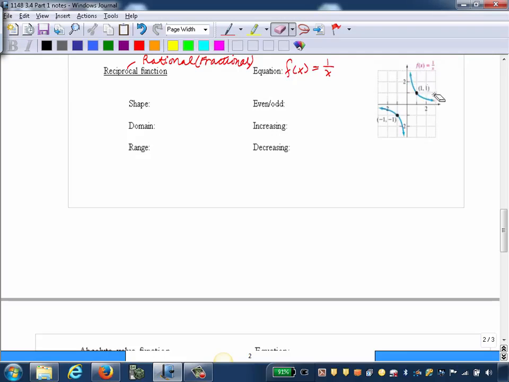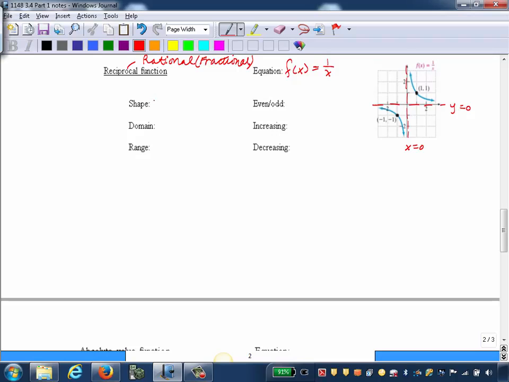It has two branches, and each branch fits in a quadrant. So this first branch fits in this first quadrant. It never crosses either of the axes, and this branch fits in this quadrant. It never crosses either of the axes. So there are actually these imaginary boundary lines, these dashed lines at x equals 0, so on the y-axis, and at y equals 0 on the x-axis. So there's like boundaries there that those branches never cross.